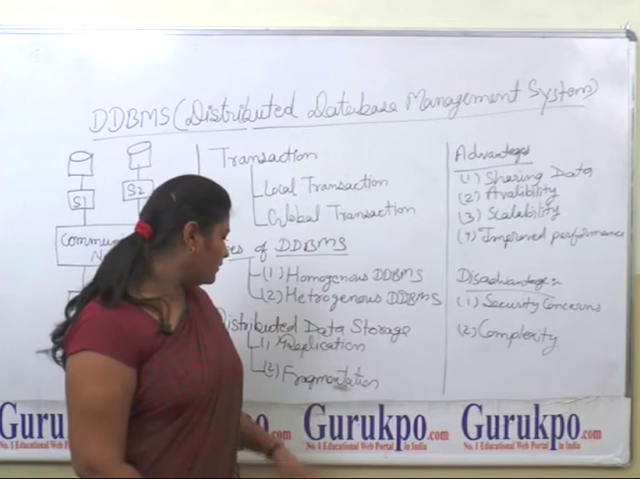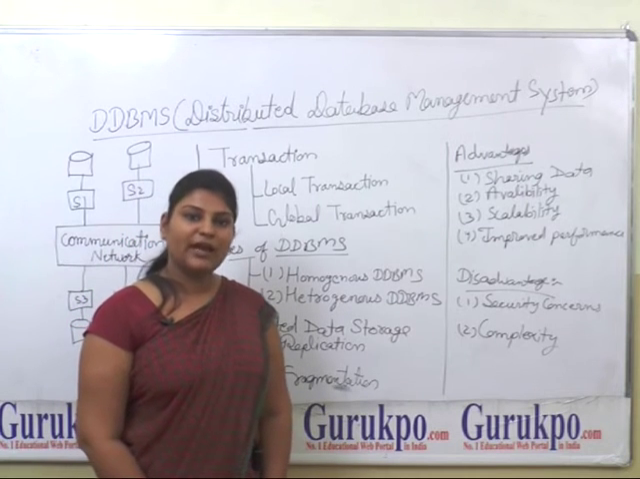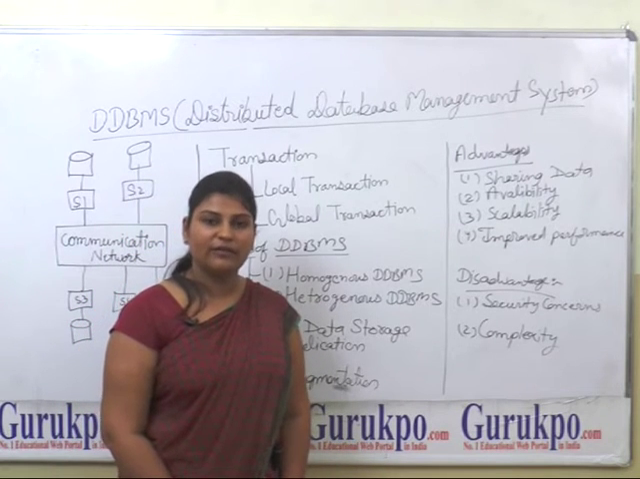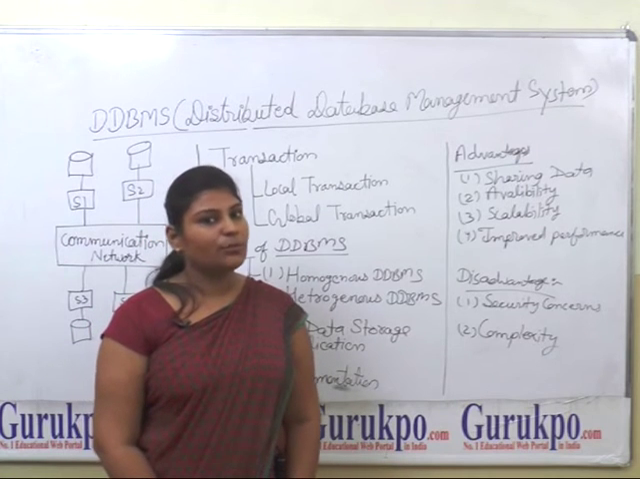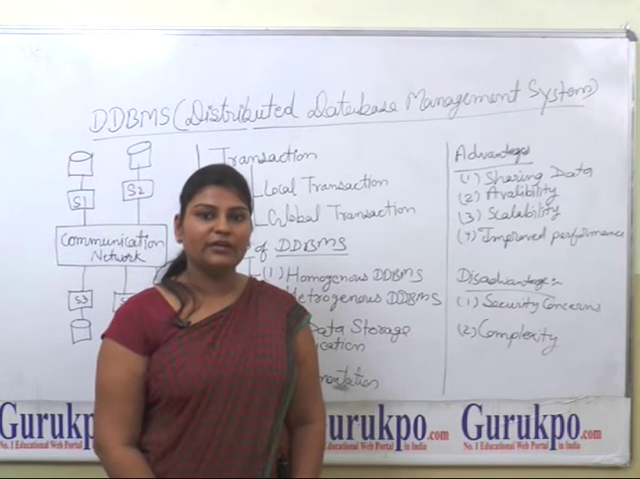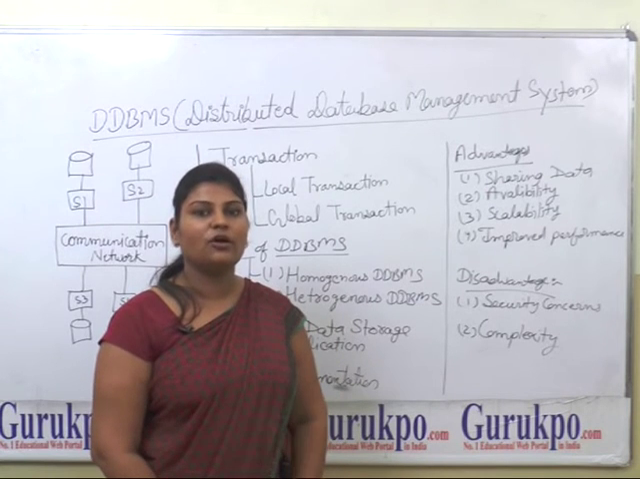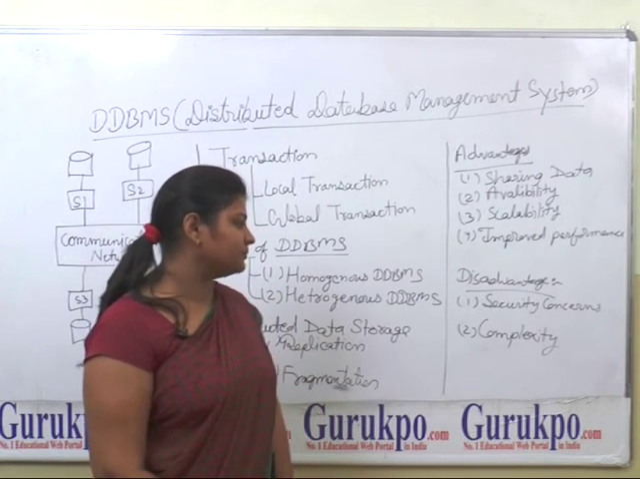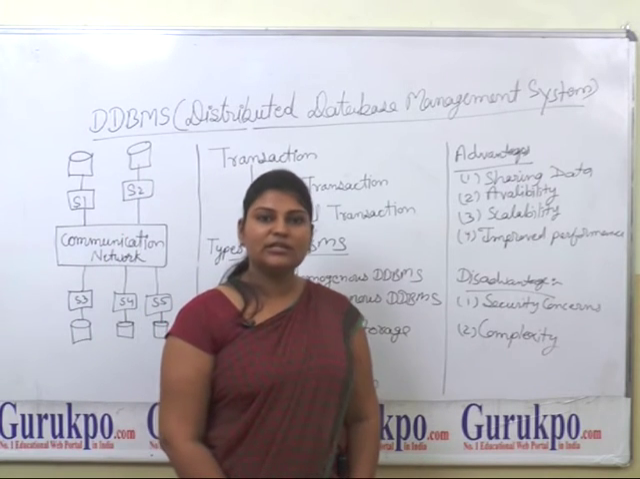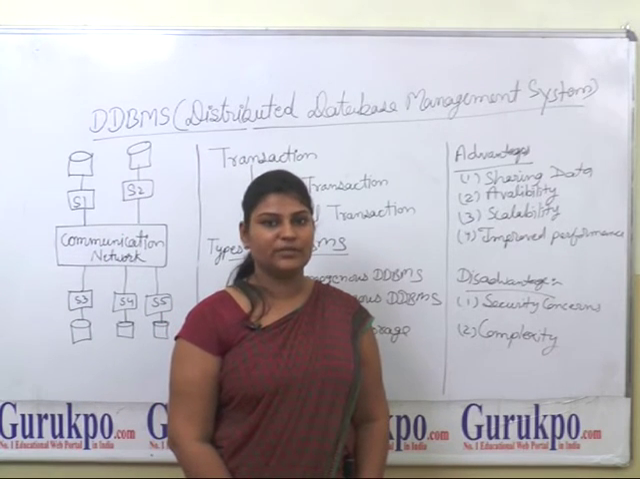Okay, now we will come to fragmentation. In fragmentation, data is fragmented or divided into multiple parts. Suppose we have a relation R and we have multiple relations R1, R2, which is fragmented or divided into multiple parts. There are some advantages and disadvantages of distributed DBMS.